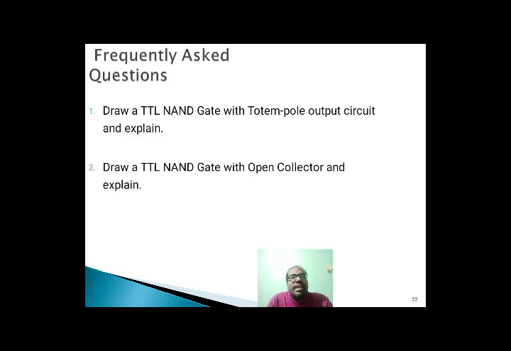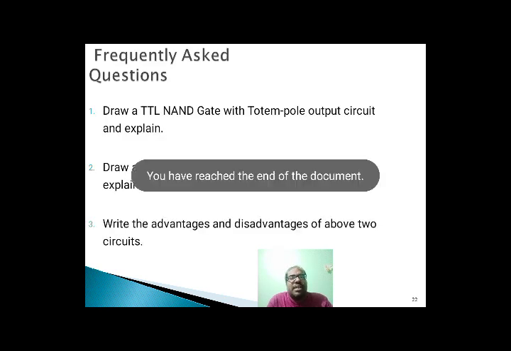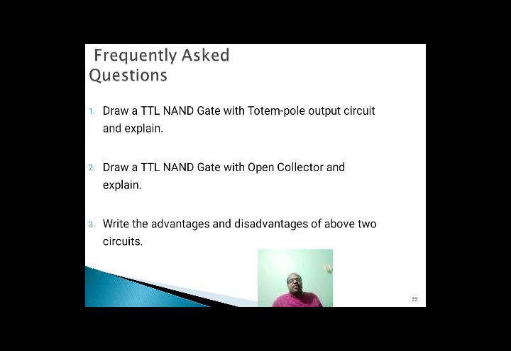Now here I have given the frequently asked questions. Please make a note of it. Draw a TTL NAND gate with totem pole output circuit and explain. Draw a TTL NAND gate with open collector and explain. Write the advantages and disadvantages of two circuits. Please complete these three questions in your assignment book. If you have any doubt, you can ask me in the next session.